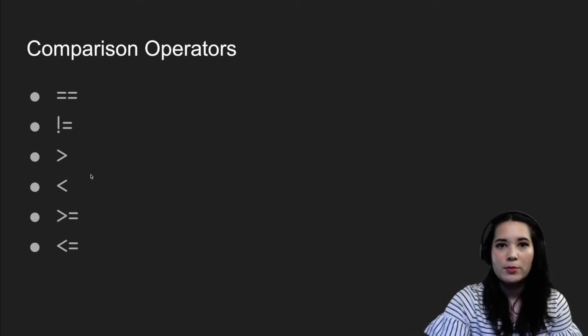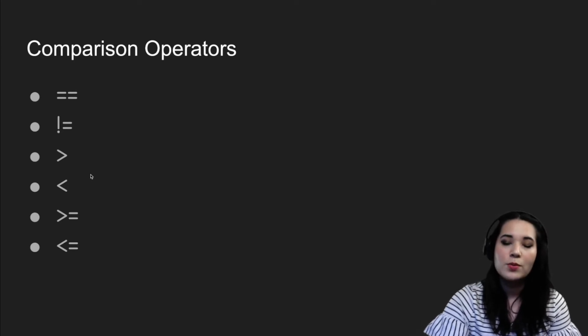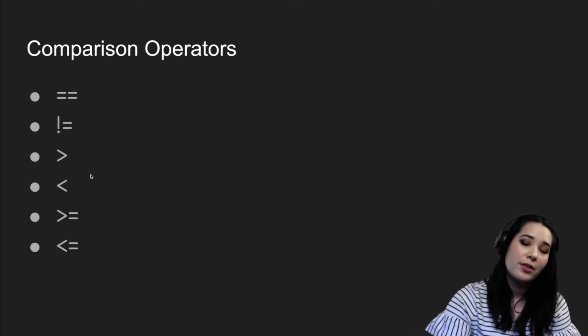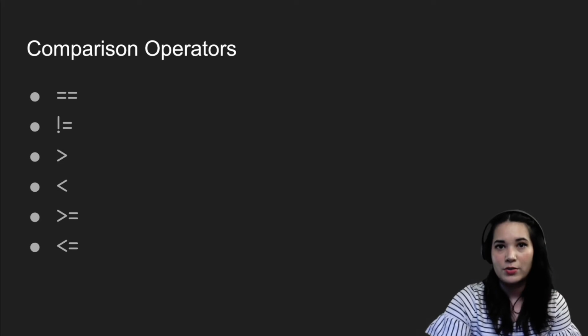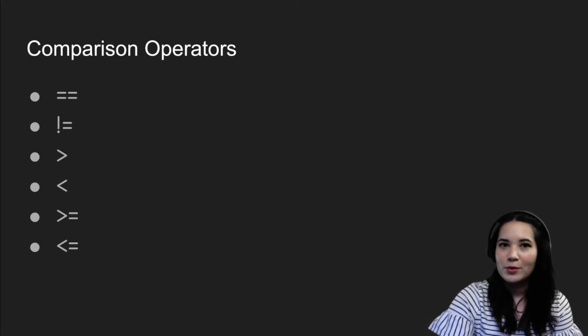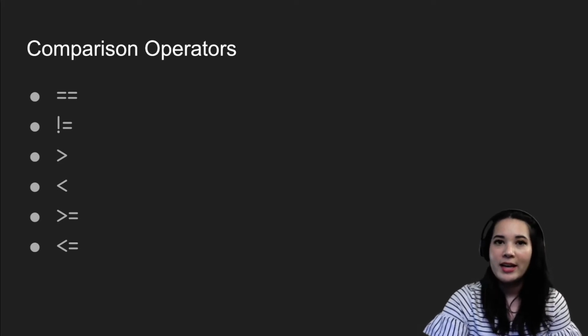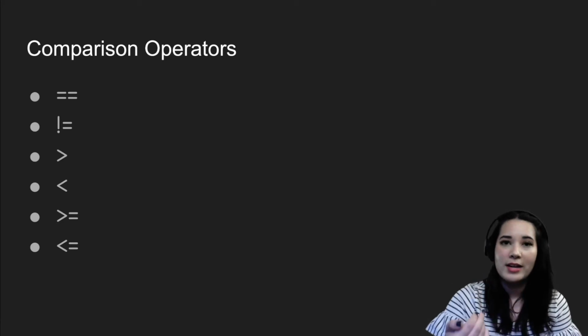These four on the bottom should look very familiar from math class, with a greater than, a less than, a greater than or equal to, and a less than or equal to sign. I'm not going to go over what those mean because you probably know, but again, you're comparing what's on the left and the right-hand side.